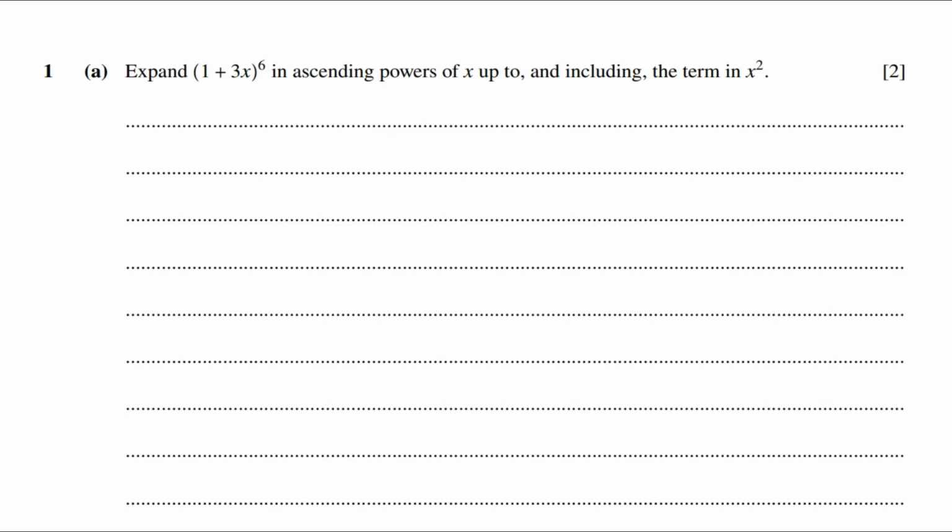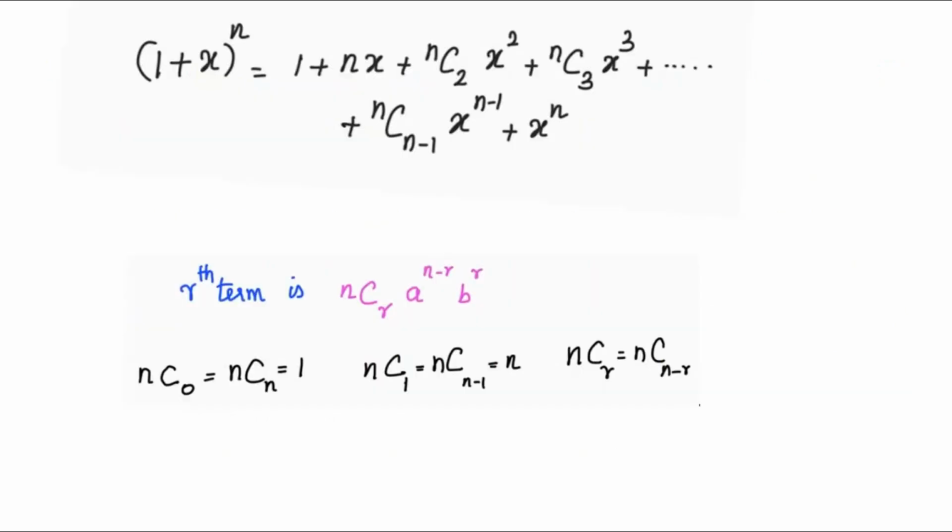Okay, in this video, we'll be solving some of the binomial expansion questions from the past papers. To solve these binomial expansion questions, we are going to use these formulas. The rth term is nCr a^(n-r) multiplied by b^r.